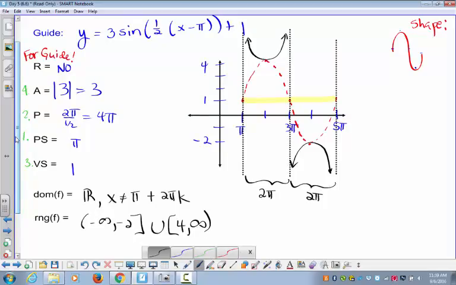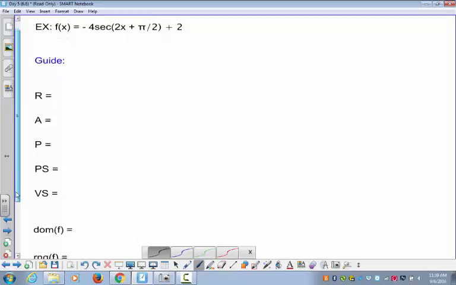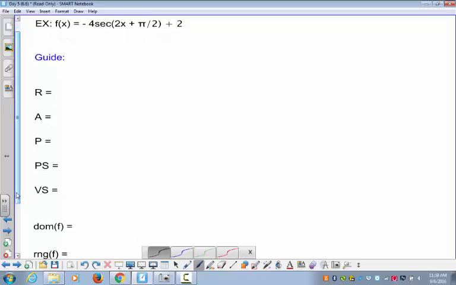Now it's your turn to demonstrate the elegance, to experience the elegance. All right, so you guys try that one. Secant.